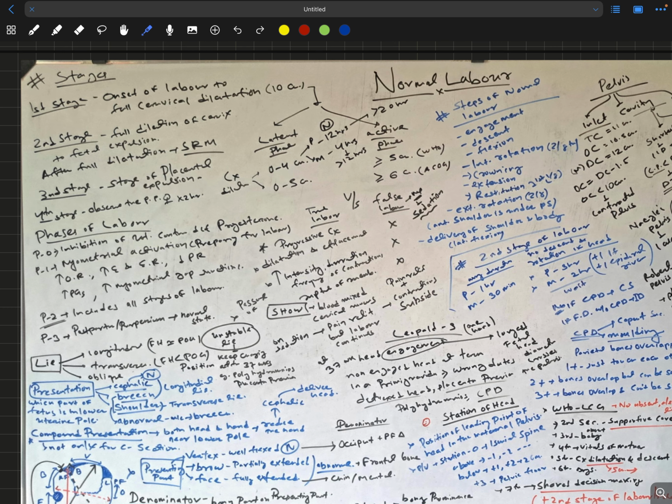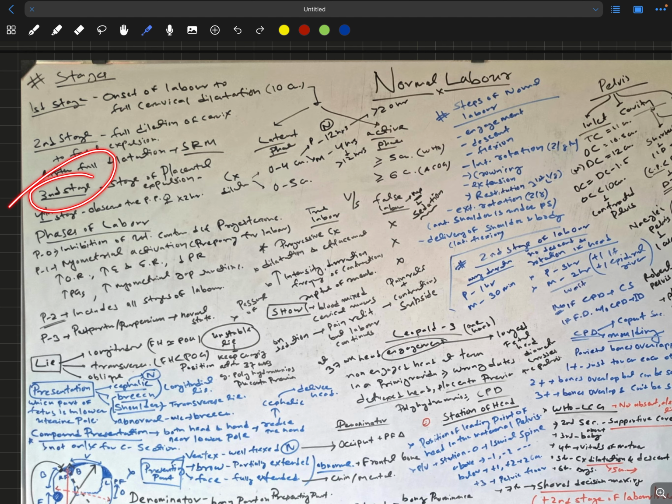And what is the second stage of labor? After the cervix is fully dilated, the full dilatation of cervix to expulsion of fetus is the second stage of labor. So first stage of labor is onset of labor to full dilatation of cervix, that is 10 centimeter. Second stage of labor is full dilatation of cervix to fetal expulsion. And during the second stage we see the spontaneous rupture of membrane, because before the delivery of fetus there will be membrane rupture, and that is seen in second stage of labor.